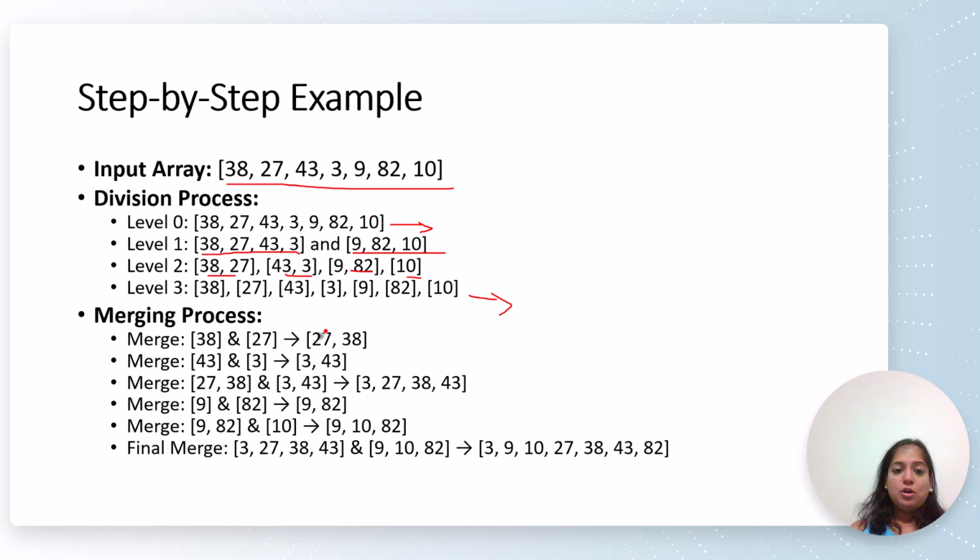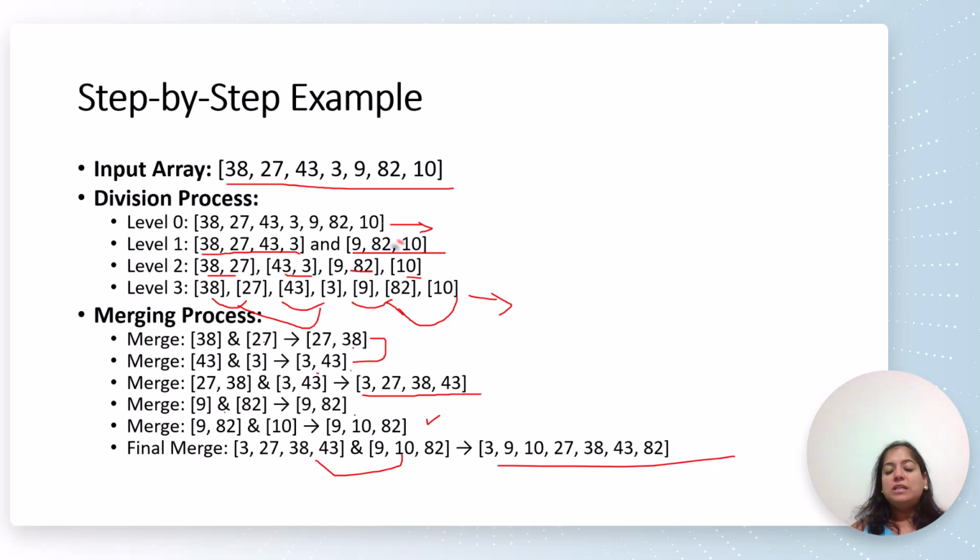Then we start the merging and sorting process. First of all, we will merge these. So 38 and 27 becomes 27, 38. 43 and 3 becomes 3, 43. Then if you merge these two, it becomes 3, 27, 38, 43. If we merge 9 and 82, it becomes 9, 82. Then if we merge these two, it becomes 9, 10, 82. And then if these two are merged, we get the complete array. So this is the final resultant sorted array.